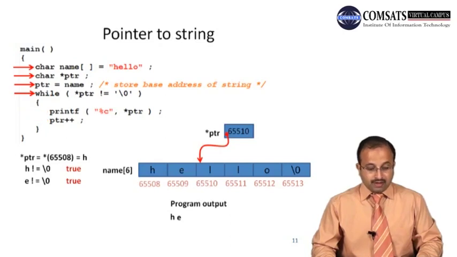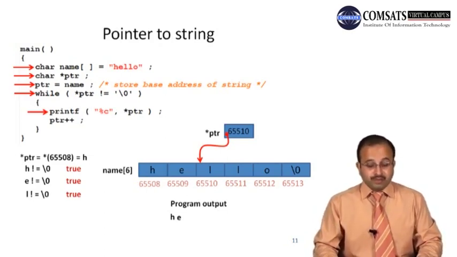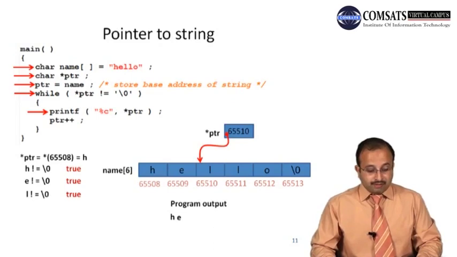Then again it comes inside the while loop, it checks the condition of the while loop. The condition is static PTR is not equal to null, that is L not equal to null, condition is true. Then it executes the printf statement, and in that printf we are going to print a character at static 65510. So that character is L. So L will be printed, then value of PTR will be incremented, it points to the next byte.